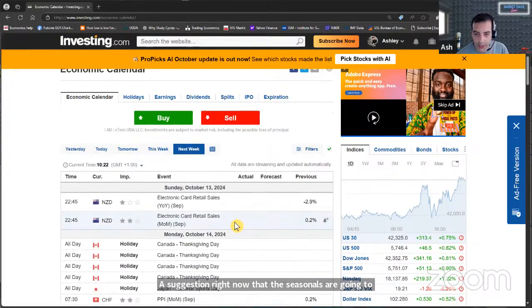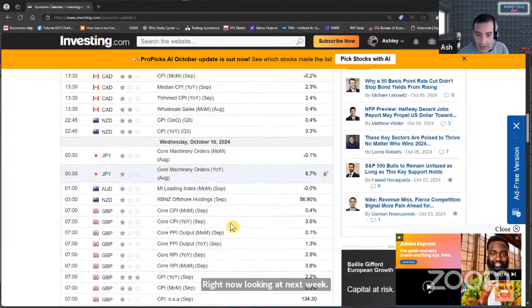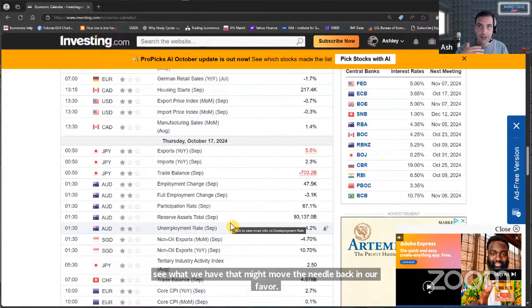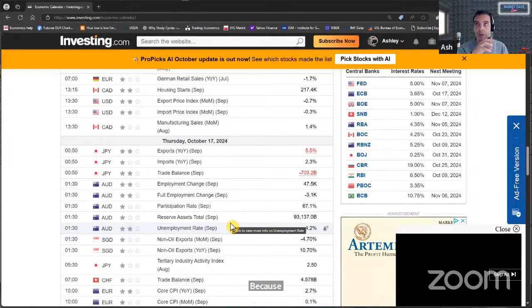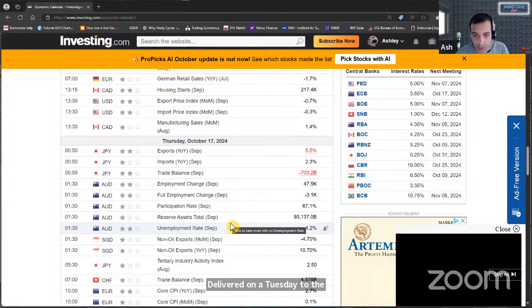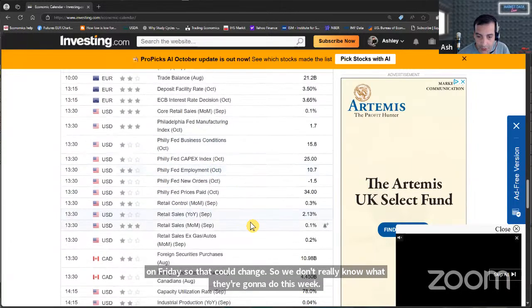Right, now looking at next week, let's see what we have that might move the needle back in our favor. Because remember, COT data is released on a Tuesday, so it's going to be delivered to the CFTC on Tuesday but only published on Friday. That could change, so we don't really know what they're going to do this week. But let's have a look at what fundamentals might drive it.